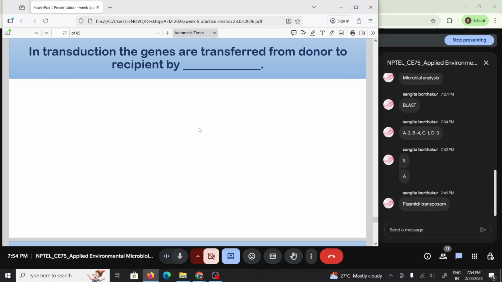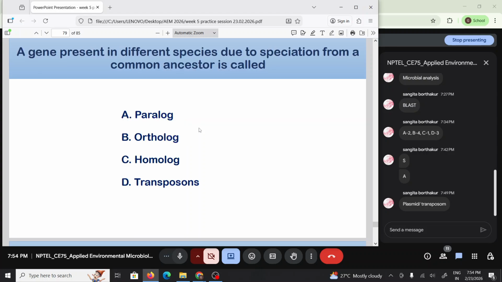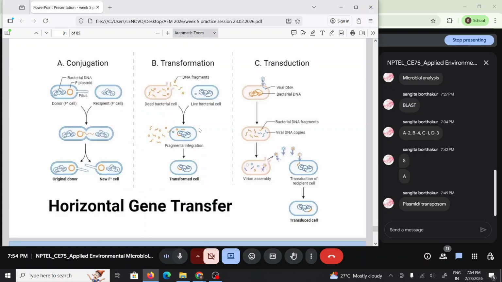So in the transduction process, the genes are transferred from donor to recipient through some agents, and these agents are usually phages or bacteriophages. So a bacteriophage infects one bacteria, gets a part of DNA from the bacteria, and when it is going to infect another bacteria, it's also going to transfer this part of the DNA to that bacteria. So this is the basis of the transduction process. And the next question is, a gene present in different species due to speciation from a common ancestor is called an ortholog.